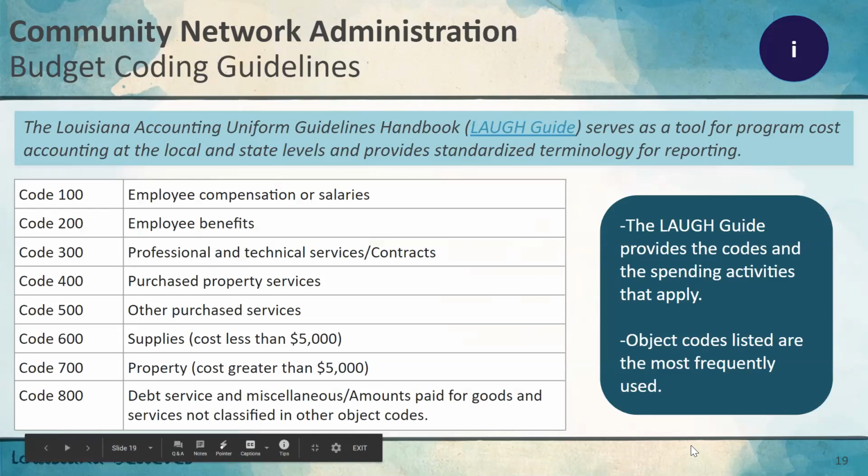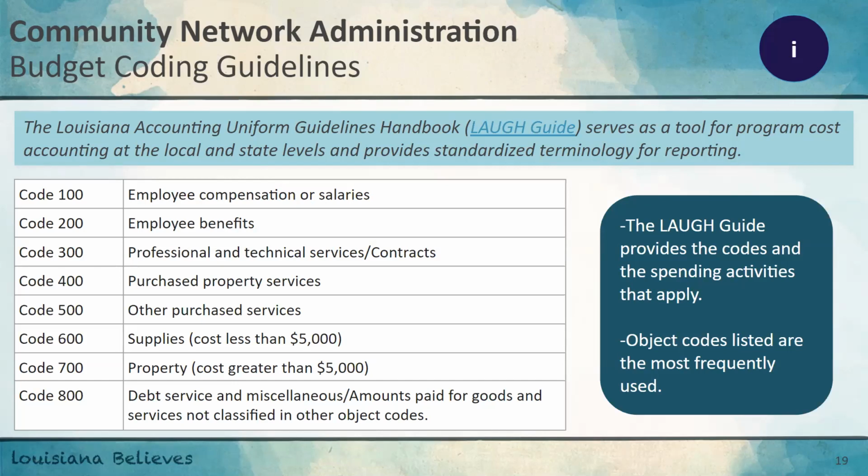We're also providing for you on one of the informational slides here, the budget coding guides. These are regular coding guidelines that you'll use, as well as a list of codes that are frequently used. These are located in the Louisiana Accounting Uniform Guidelines Handbook, or the LAF guide. And this serves as a tool for program cost accounting at the local and state levels. This is quite a lengthy document, so we have taken the time to provide the most common codes here for your use and for you to refer to in the future.